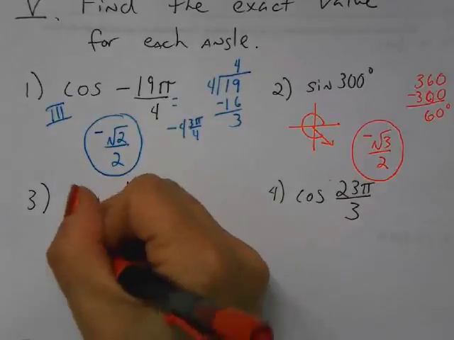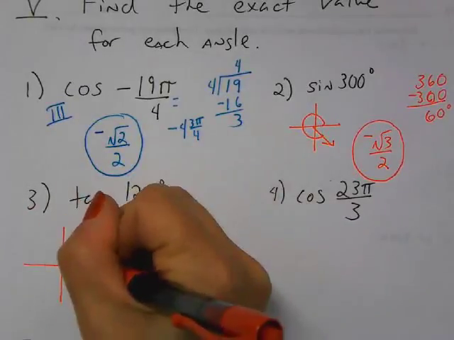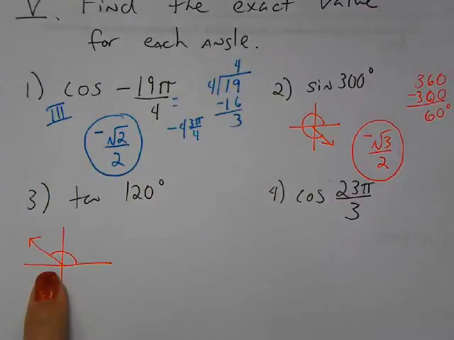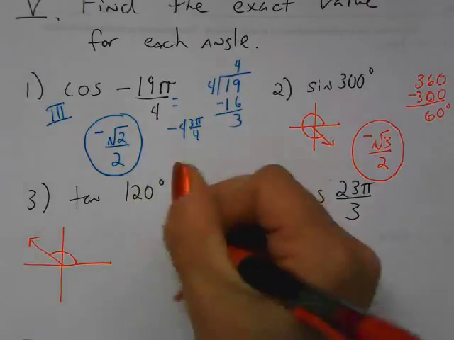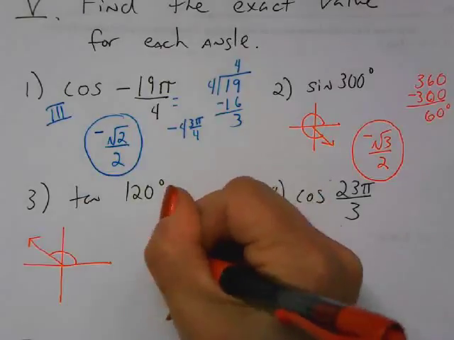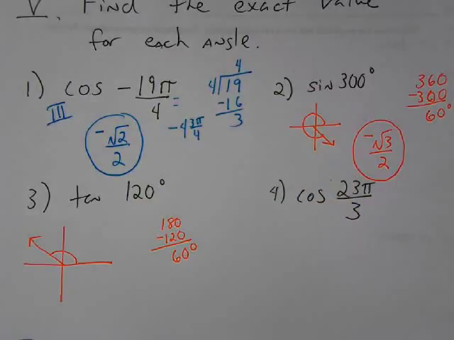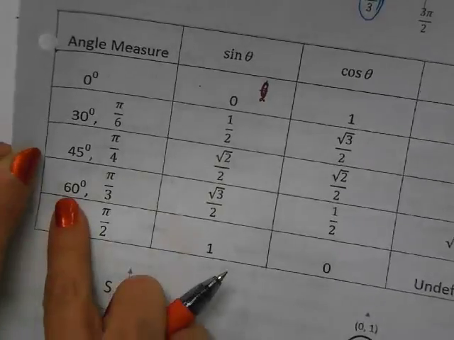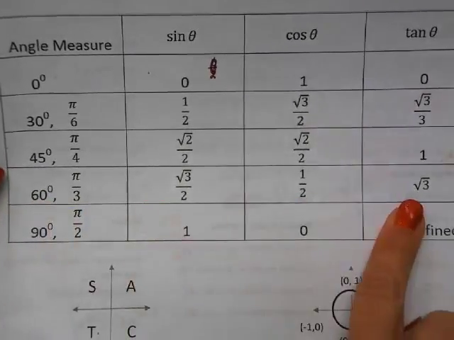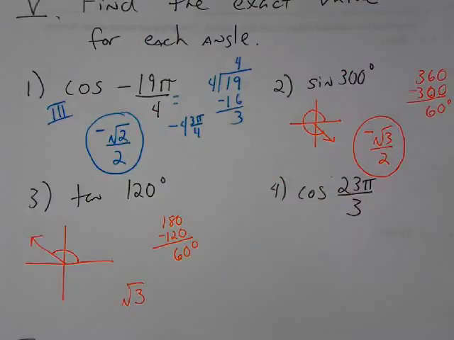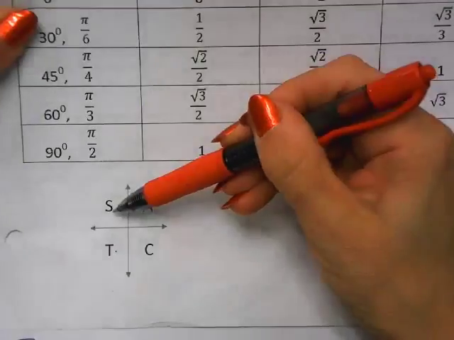Alright, let's try the next one. Tangent of 120. So I'm here. So what am I going to subtract from this to figure out what magic angle 120 is? I'm closest to 180, so let's do 180 minus 120, and again I find out it's really a 60-degree angle, and I want tangent. So look at your chart. 60-degree angle, tangent is the square root of 3. I am in quadrant 2. What is tangent? So quadrant 2, tangent is negative.